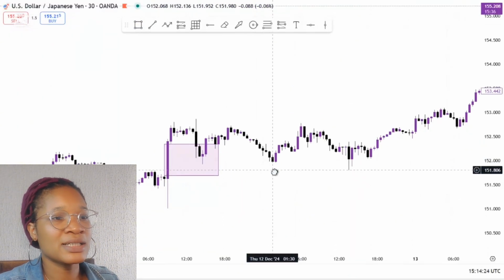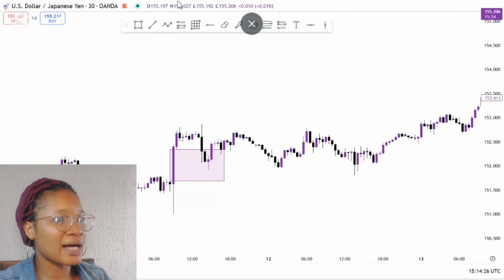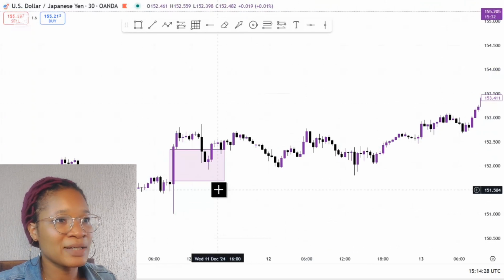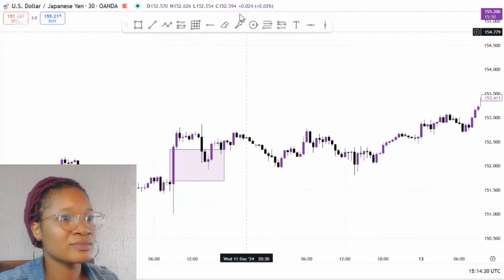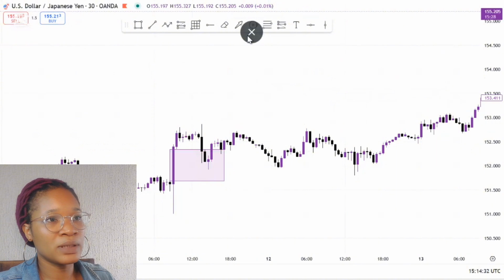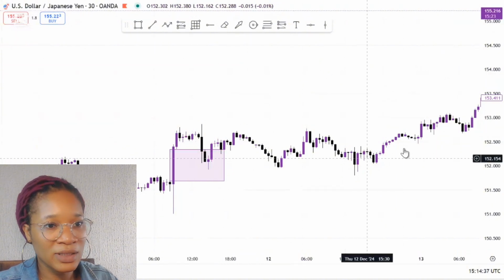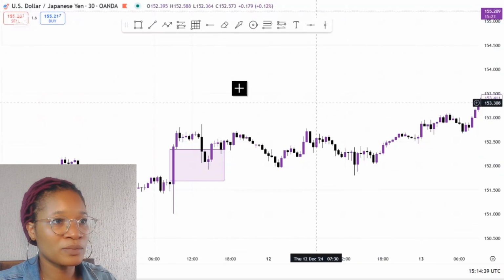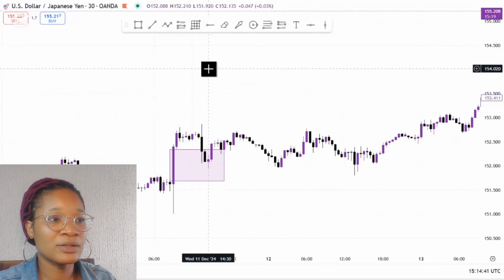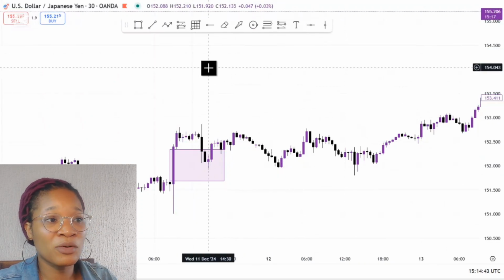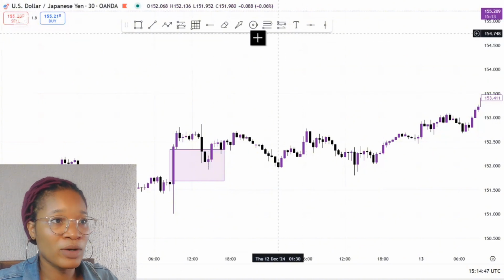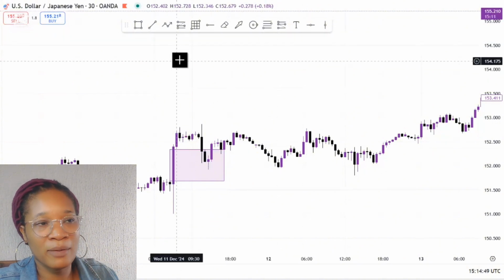Okay, and you can see that price came into it, but let's say that we didn't have this before. Let's say price hasn't played out. Let me use my bar replay. Let's say all of this hasn't played out. I just want to show you how you can spot where you should even be trading from, even if you have established that you have found a fair value gap. Where exactly in that fair value gap should you be trading?